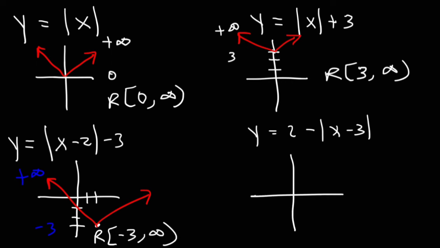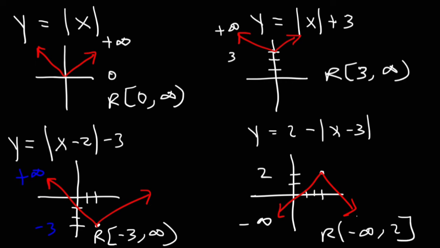Now the next one's going to be a little different. It's shifted up 2 units, and it's shifted 3 units to the right. But notice that we have a negative sign in front of the absolute value function, which means that it's going to open in a downward direction. So the highest y value is 2, the lowest is -infinity. So the range is going to be from low to high, -infinity to +2.